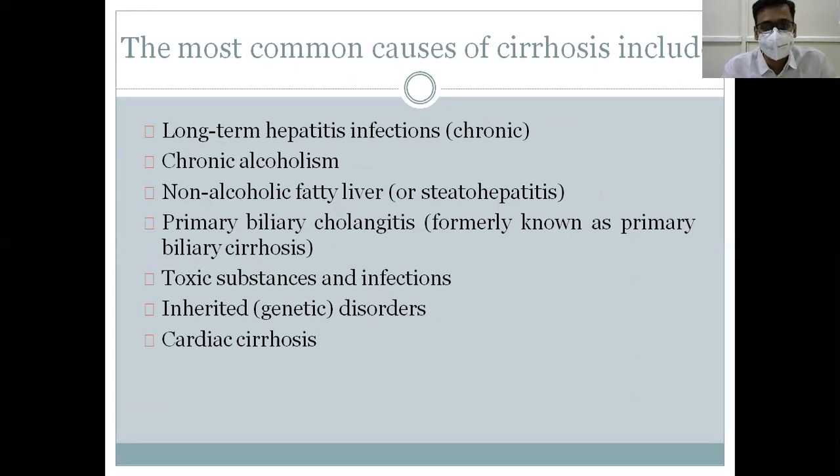What are the most common causes of cirrhosis? Those include, as I already mentioned, chronic hepatitis infections as the major cause, along with chronic alcoholism. Next comes non-alcoholic fatty liver disease or steatohepatitis. Primary biliary cholangitis, which was formerly known as primary biliary cirrhosis. Toxic substances and infections. Inherited genetic disorders like alpha-1 antitrypsin deficiency, cystic fibrosis, and cardiac cirrhosis. These are the common causes of cirrhosis which we come across in day-to-day practice.